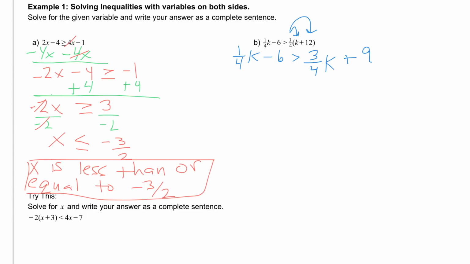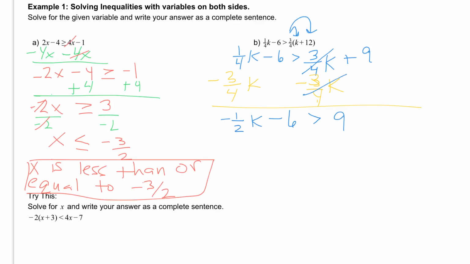Now I need to get my k's on the same side. I could subtract 1/4 k from both sides, or I could subtract 3/4 k from both sides. It doesn't really matter, but like I said before, sometimes it's easier just to get your k's over here on the left-hand side. So let's do that. To do that, we'd have to subtract 3/4 k on the right, and we'll subtract 3/4 k on the left. Doing that, 1/4 minus 3/4 will give us negative 1/2 k minus 6 greater than, since these will cancel out, we're just left with the 9.